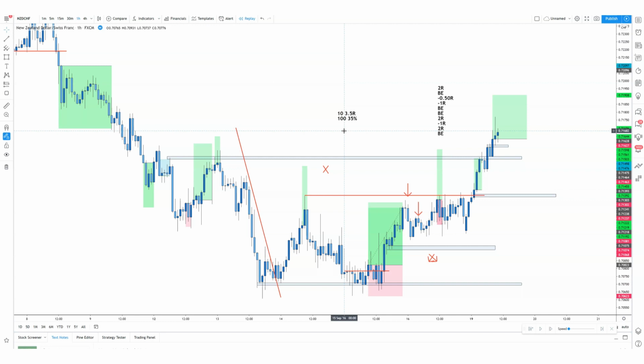Now, how do you better that? Well, you continue to adapt, adjust, increase your risk to reward, trade other pairs. I mean, there's so much potential that can come from this.